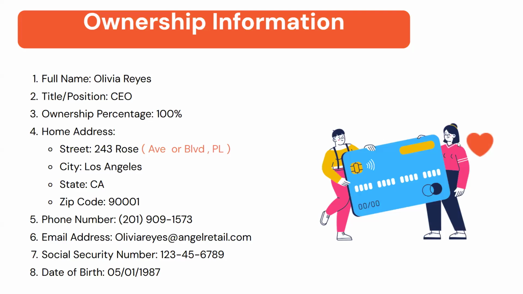Next is the ownership information. This is the information of the owner, which consists of the full name, the title or the position, the ownership percentage, the home address, which consists of, again, the street, city, state, and the zip code, phone number of the owner, the email address, as well as the social security number, and the date of birth.